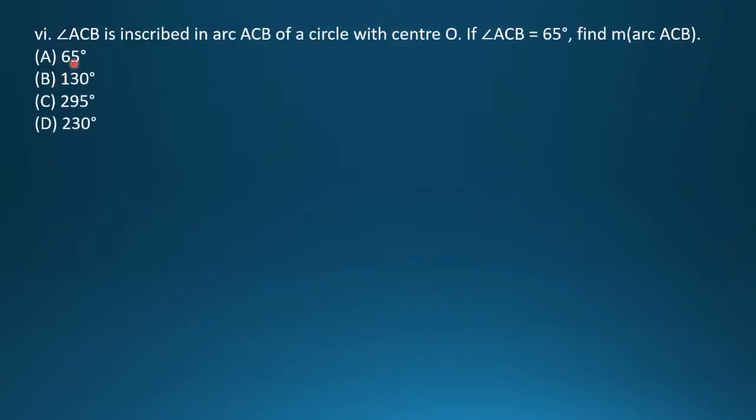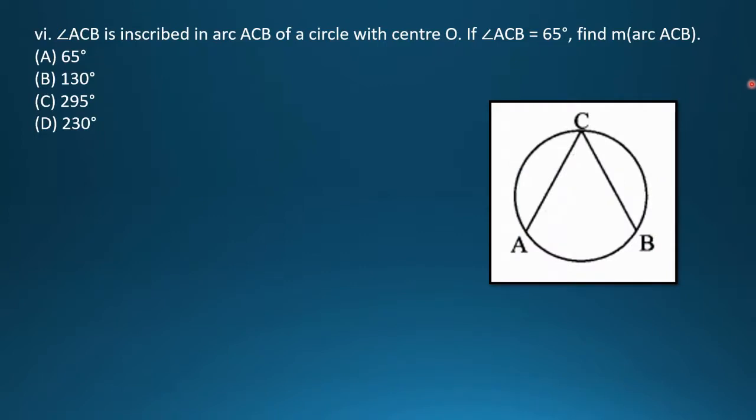Sixth, angle ACB is inscribed in the arc ACB of a circle with center O. If angle ACB is 65 degrees, find the measure of arc ACB. If you see, ACB is inscribed in the arc ACB with the center O. Angle ACB, that is this angle, is given to you as 65 degrees. We have to find the measure of the arc ACB. The options are 65 degrees, 130 degrees, 295 degrees, or 230 degrees. Let us start with the solution.